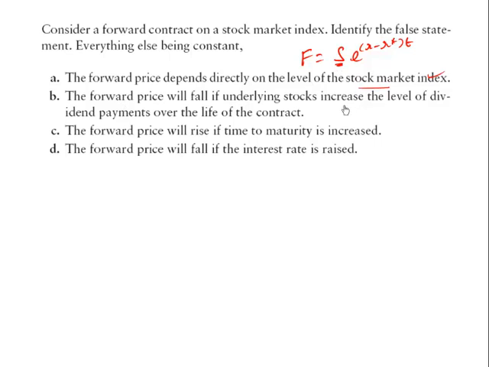It will fall if the underlying stocks increase the level of dividend payments. That is also correct. If r star goes up, this F will come down. It will rise if the time to maturity is increased. That is also correct. And the forward price will fall if the interest rate is raised. So if the risk-free rate goes up, the forward price will fall. That is incorrect. The forward price will go up. So that's the false statement that we were asked to identify.